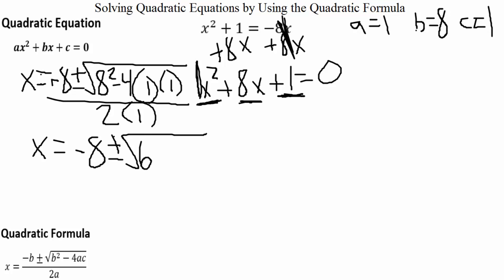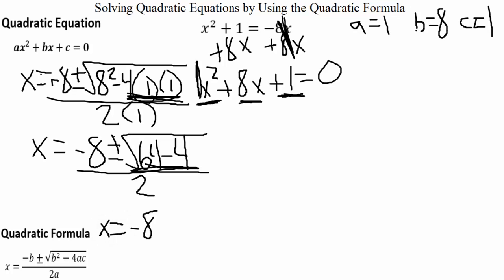So 8 times 8 is 64. So remember, order of operations tells us we need to take care of exponents first. After we take care of the exponent, we have multiplication over here. 4 times 1 times 1. Well, 4 times 1 times 1 is just a 4. So scooch over the minus, and that's a 4 there. And that's all over 2 times 1, which is just a 2. Simplifying further, let's go ahead and take care of that subtraction. So again, I'm going to just move this all over. X is equal to negative 8 plus or minus the square root of, well, 64 minus 4 is 60. And that's all over 2.